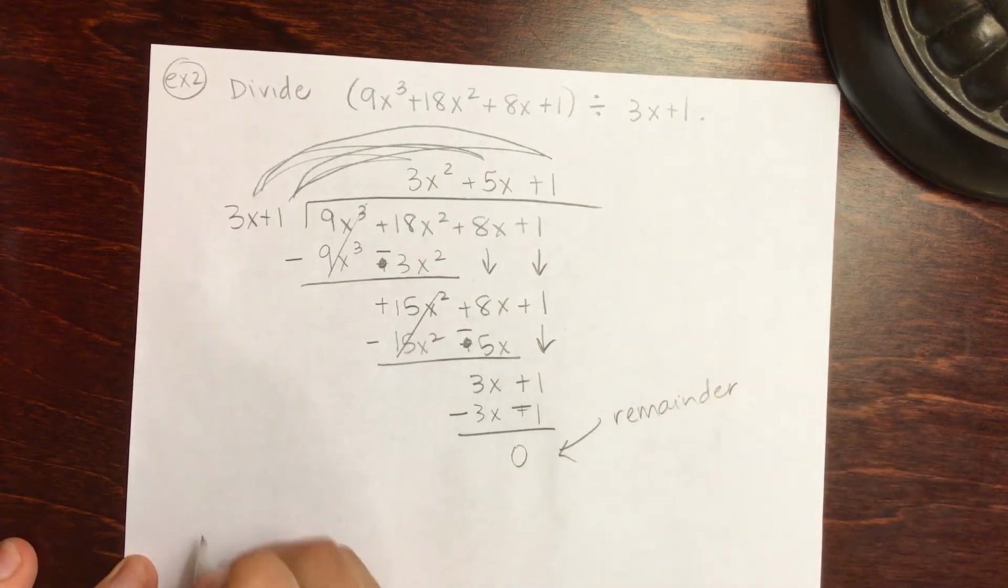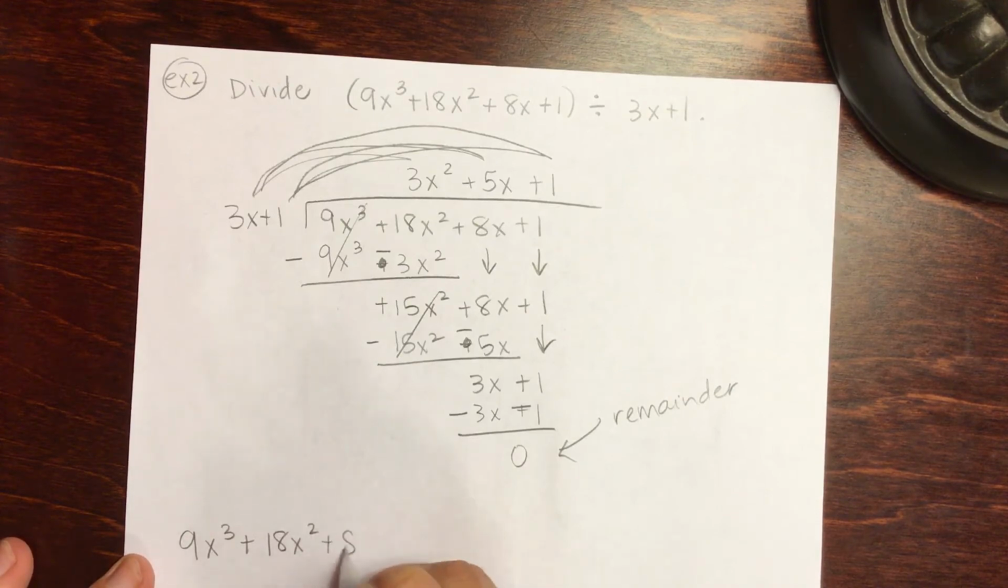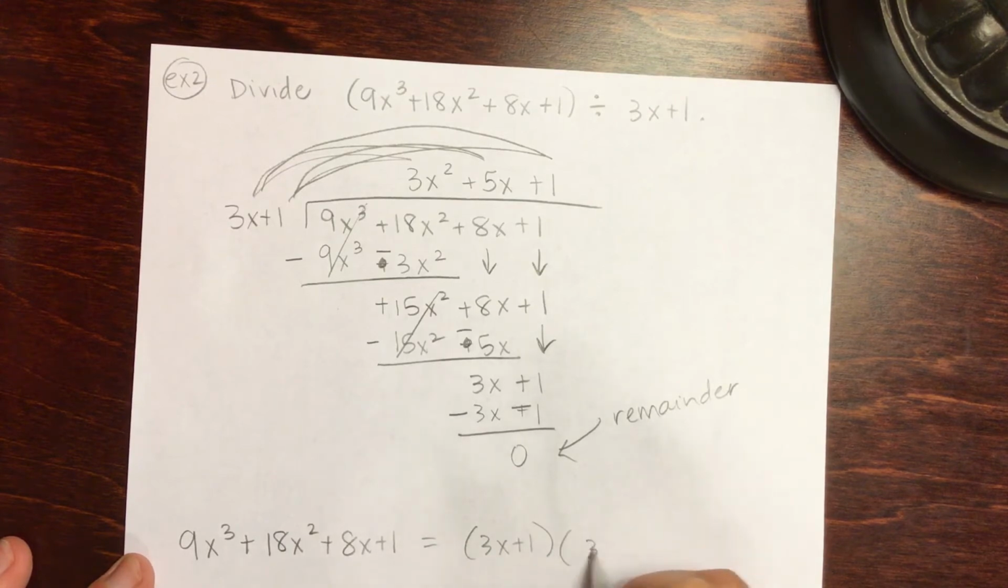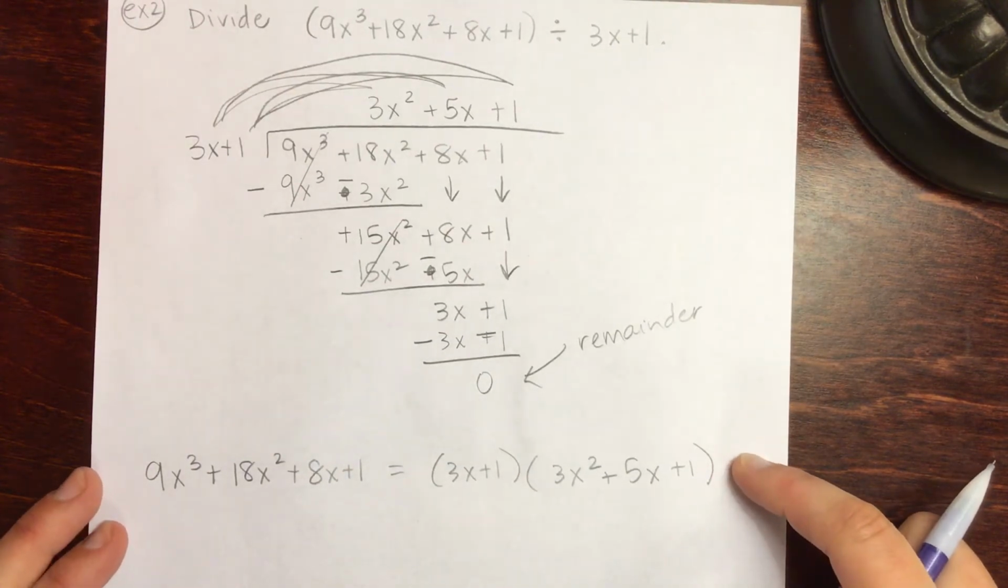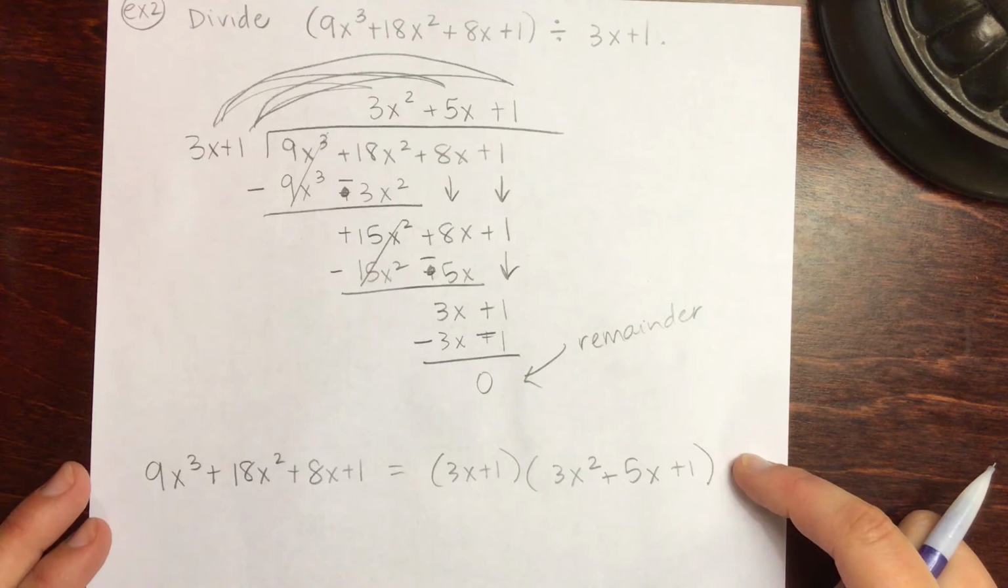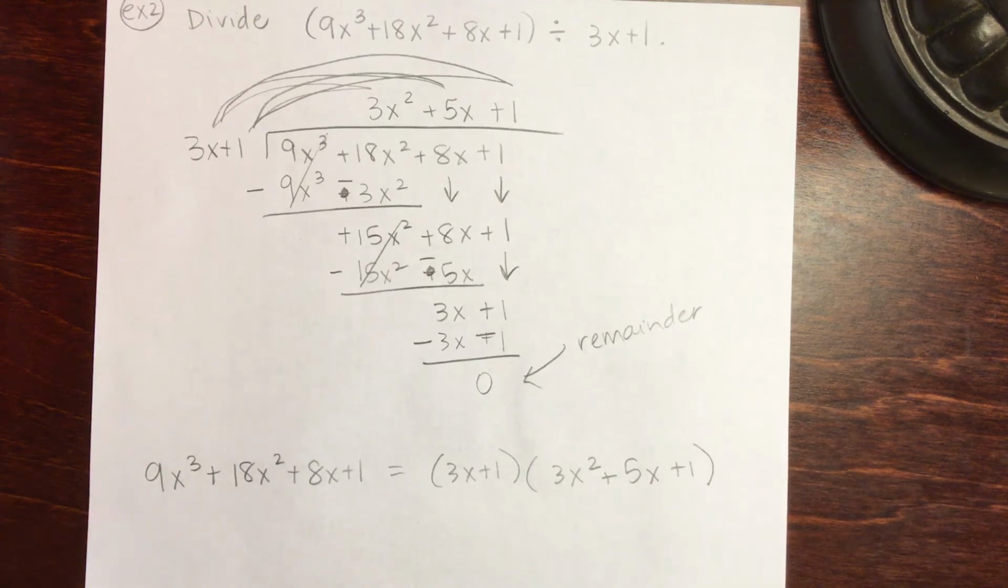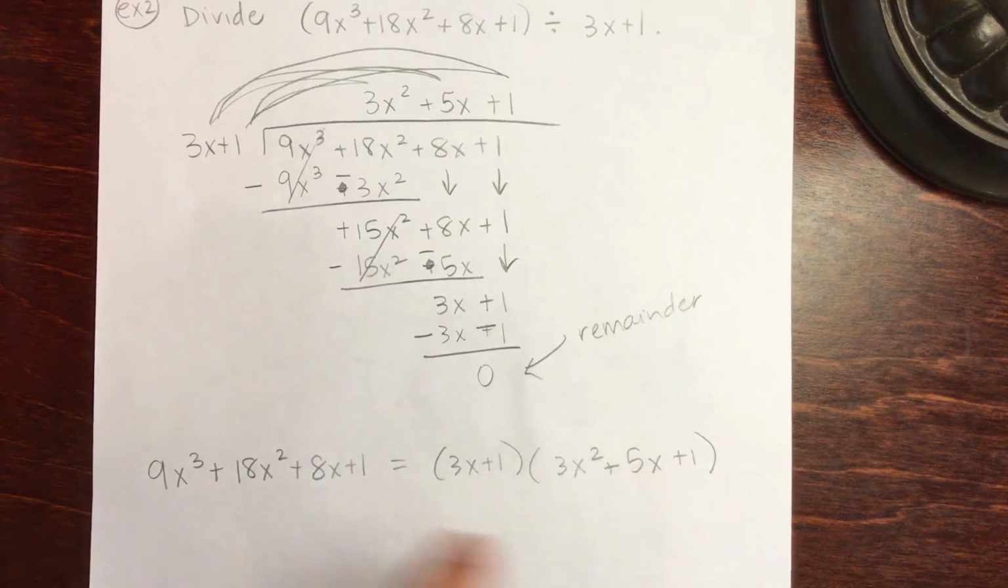So that means, again, I can write this in factored form. It would be 3x plus 1 times 3x squared plus 5x plus 1. And if I wanted to break this down even further, I would have to do quadratic formula because that doesn't factor out nice and pretty. So I'm going to do quadratic formula real quick just for you to have a quick example of that, but I'm not explaining. You should know how to do quadratic formula for this.